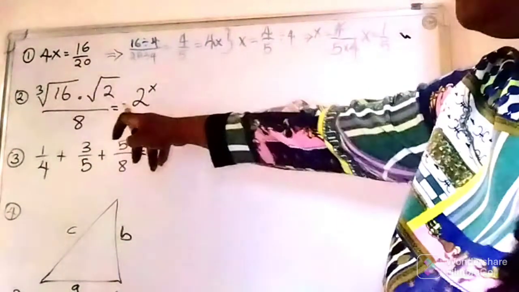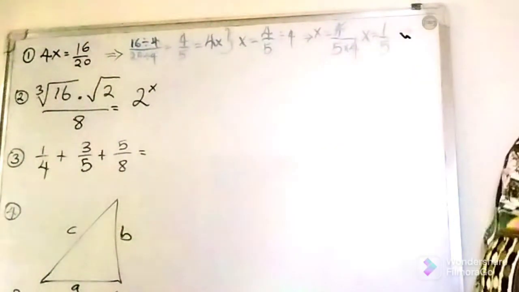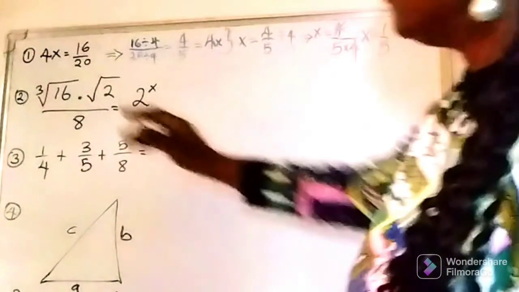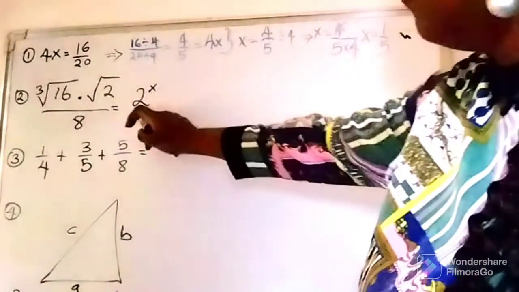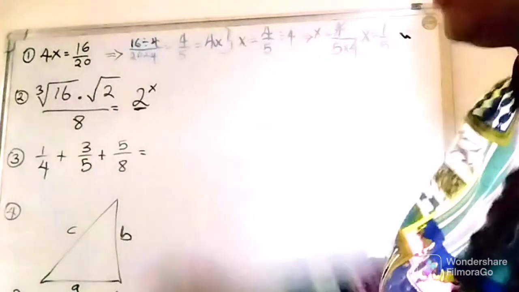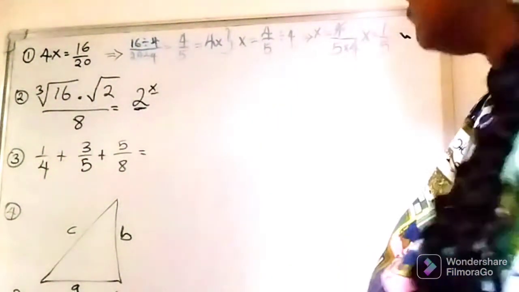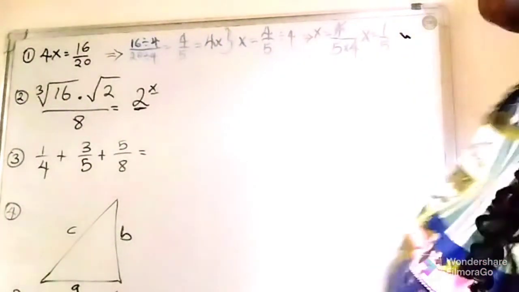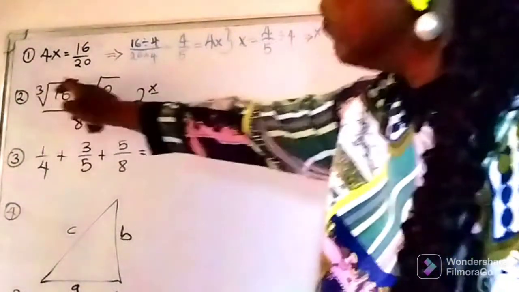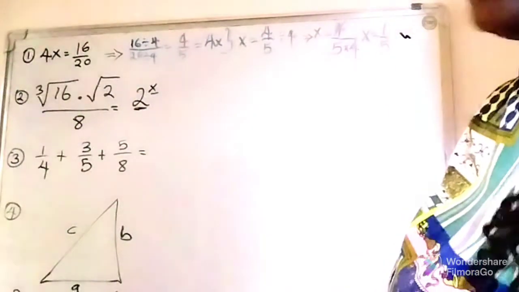all over 8 is equal to 2 raised to power x. Okay, so I'll try to rationalize this side of the equation to have a base of 2. Then I equate it with what? The exponential x. So let's work on that. First of all, I'm going to remove all the symbols and convert them to exponentials.